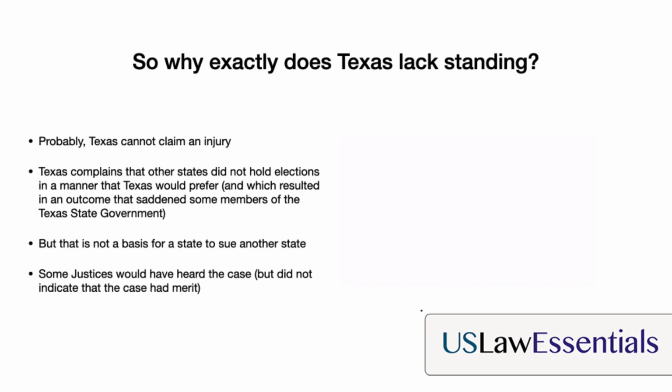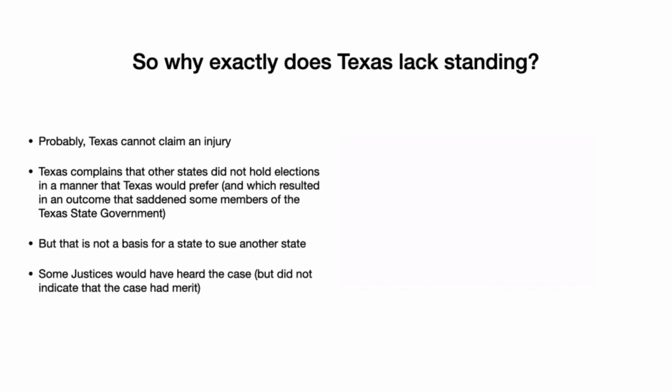That is, Texas is complaining other states didn't hold the elections in a way that Texas would prefer. And of course, some members of the state government in Texas were saddened by the results of the election. But that's not a basis for one state to sue another state. That doesn't demonstrate that Texas has suffered an injury for purposes of creating a case or controversy between Texas and these other states. So it seems that because Texas can't show this injury, the Supreme Court said in its order, well, without an injury, you lack standing under Article 3 to bring this case.